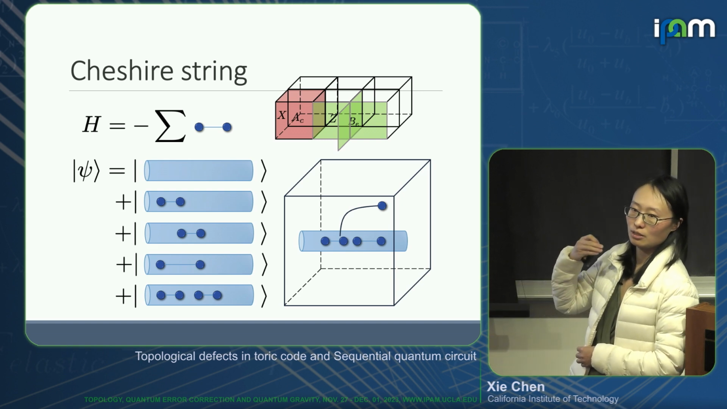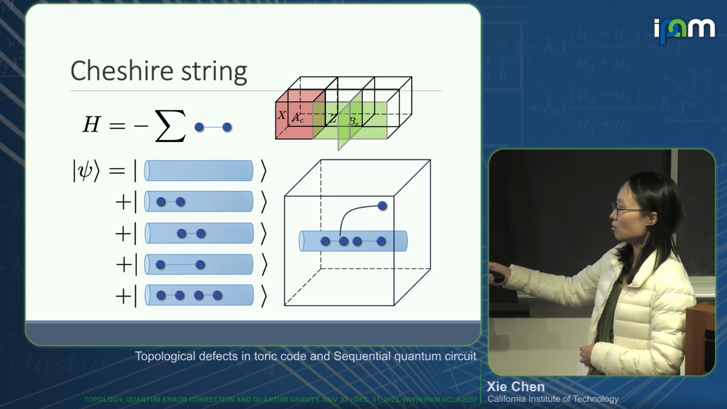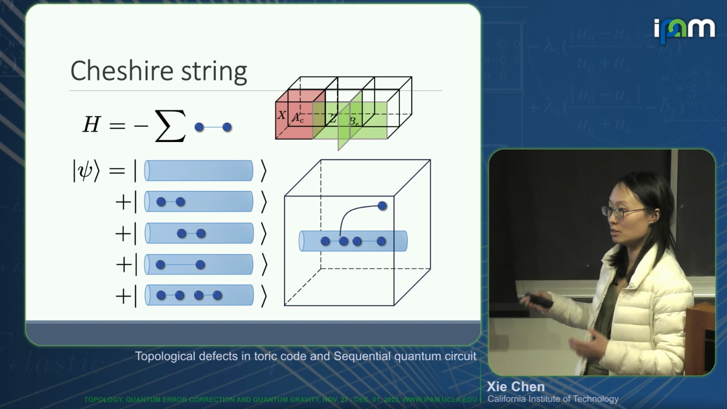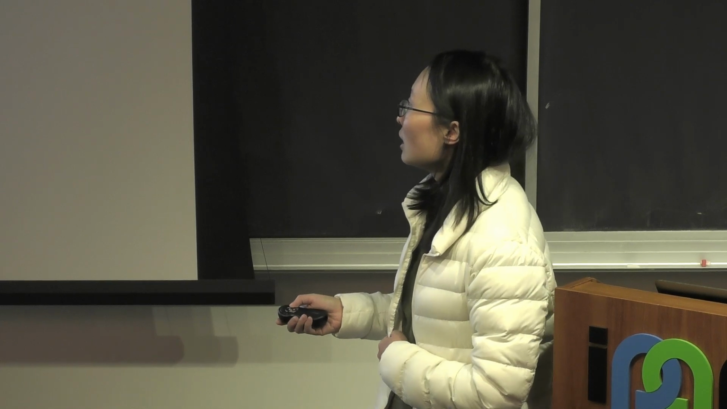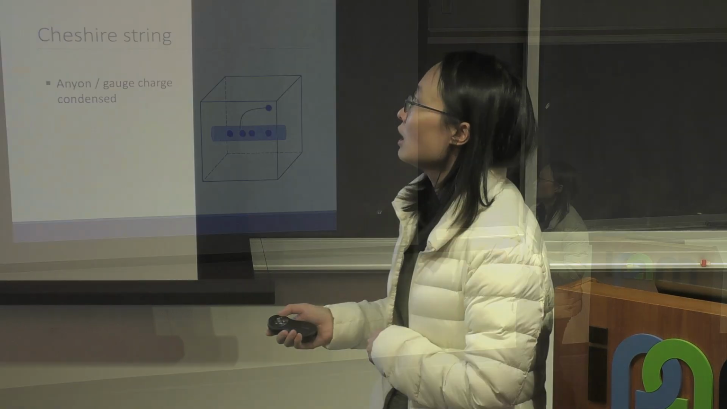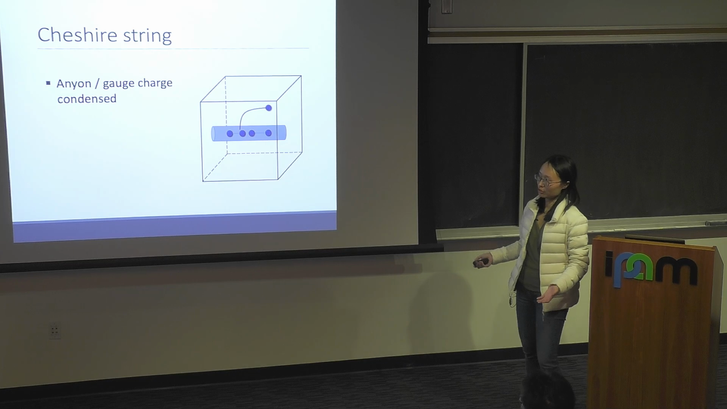It's a different state that you cannot tell from any local measurement. So in that sense, it's a degenerate state. So it's a global degeneracy. Okay. Right. So this is what a Cheshire string is.